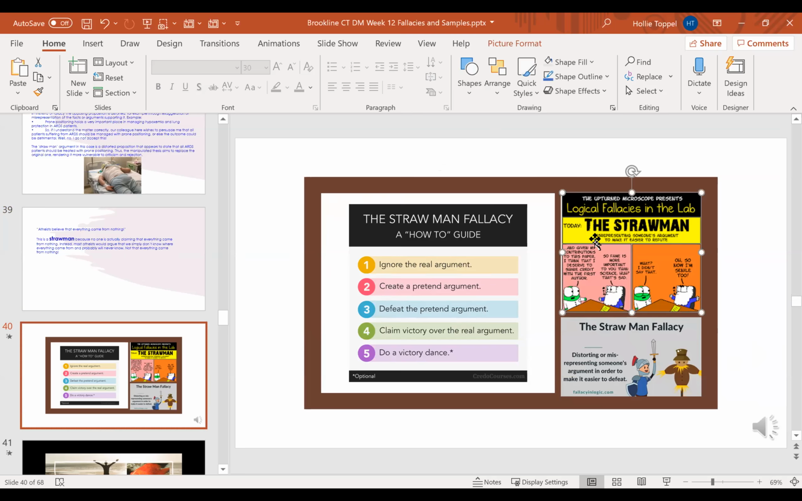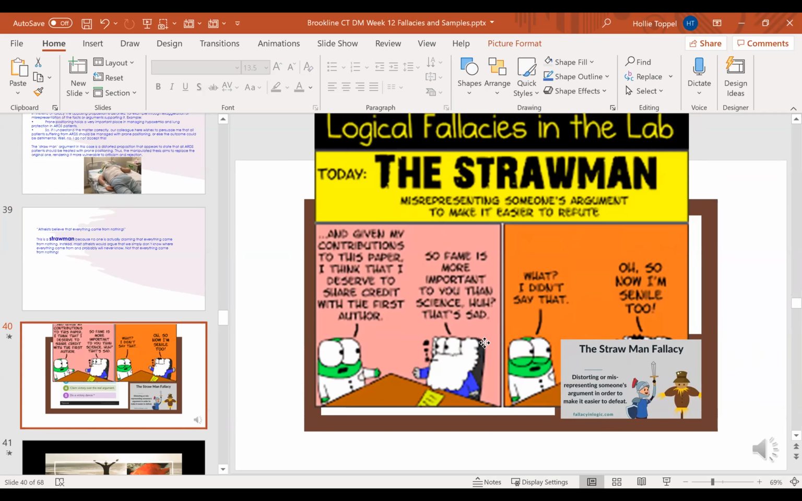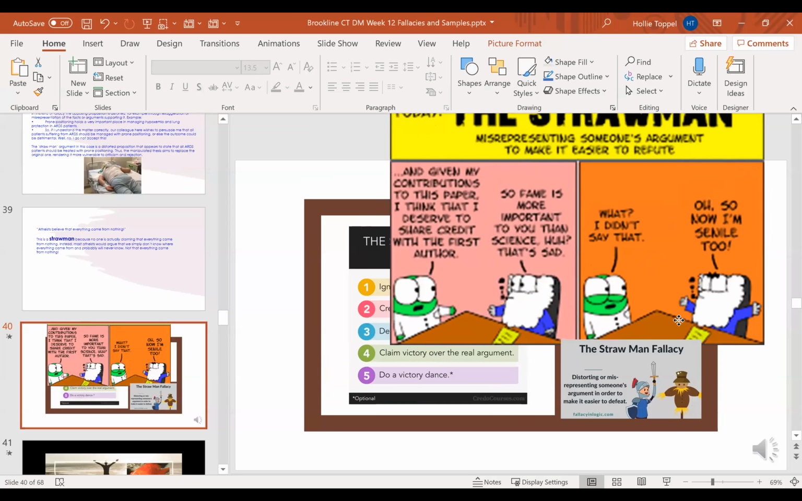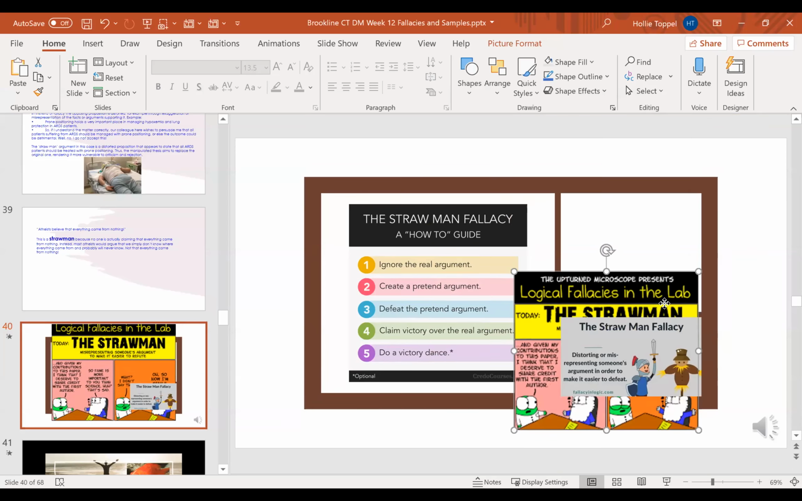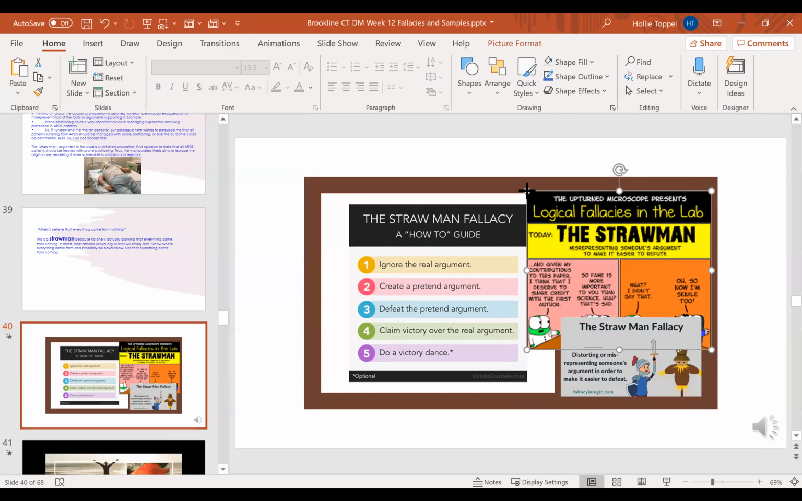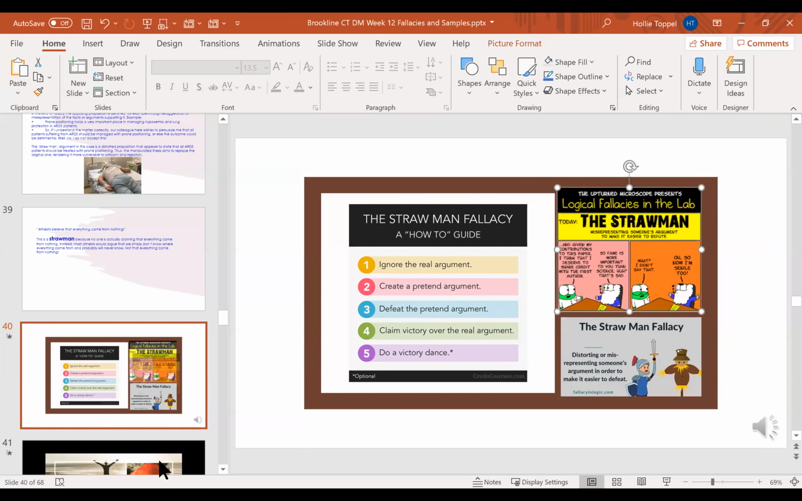And in here, you have to make this larger in order for me to see it. "Any given contributions to this paper, I think, deserve to share credit with the first author." "So fame is more important to you than science because you don't know if it's credible." "What? I didn't say that." "Oh, so now I'm senile too." So they're just arguing and nobody is talking about the real argument about whether they should or shouldn't be in there. That's all that is saying. So get back down there.